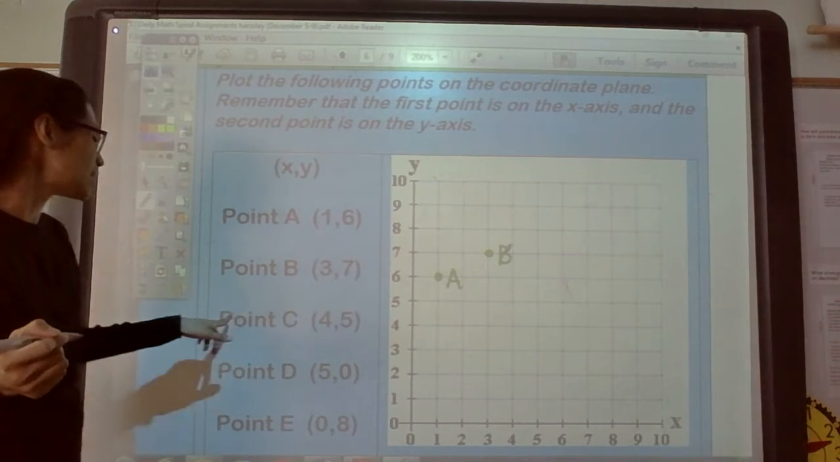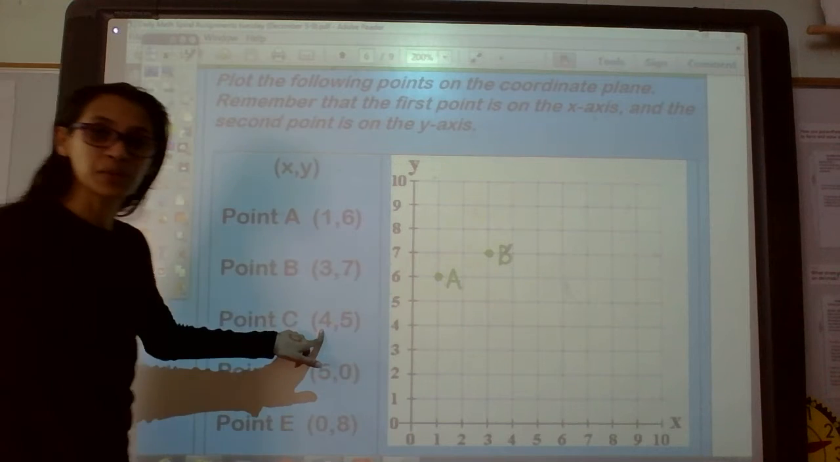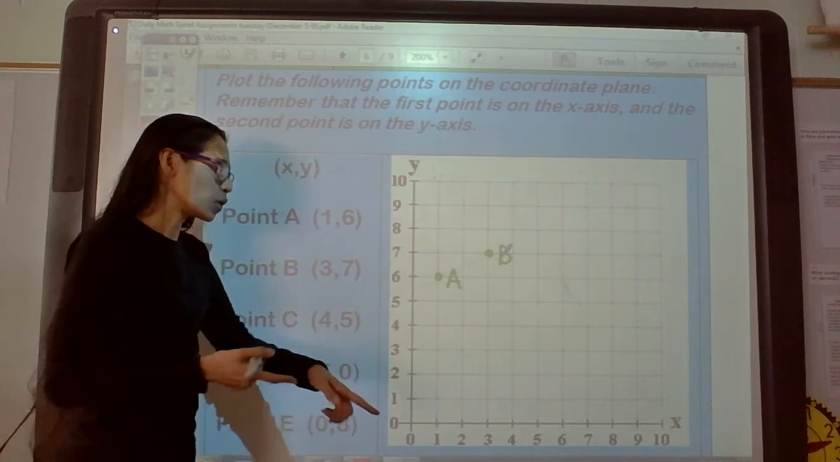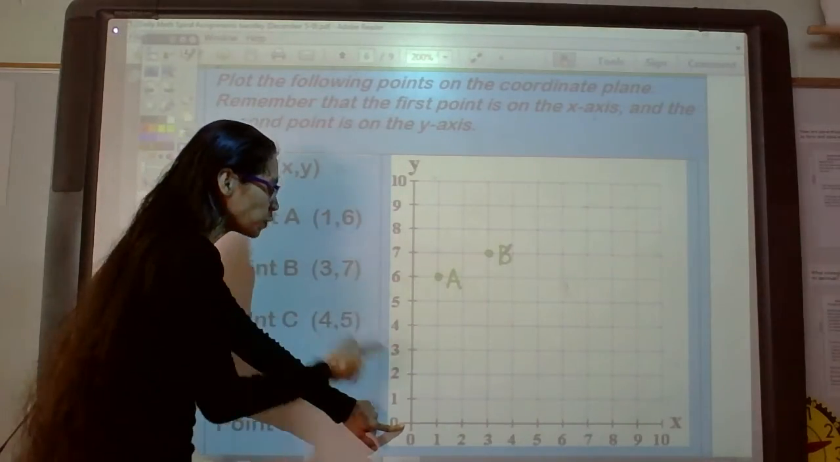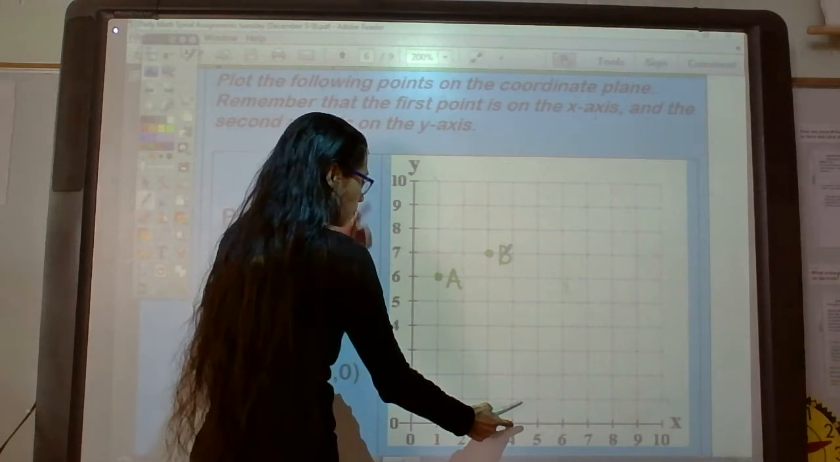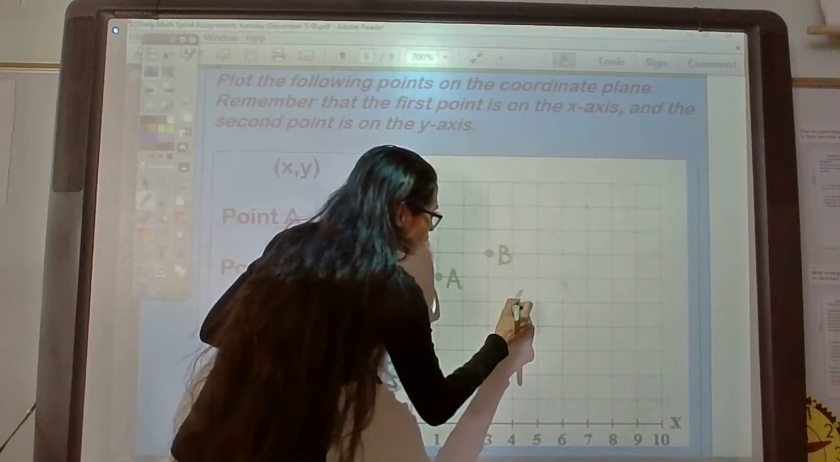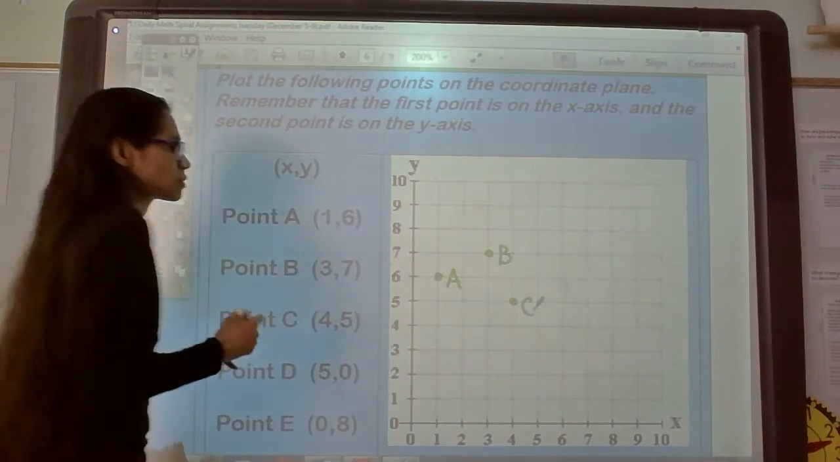Moving on to C, point C, the coordinates for that are 4, 5. Where do we begin? Always at the origin, right here at 0, 0. We go right to the 4, 1, 2, 3, 4, and then that 5 says we go up, 1, 2, 3, 4, 5, right there is your C point.